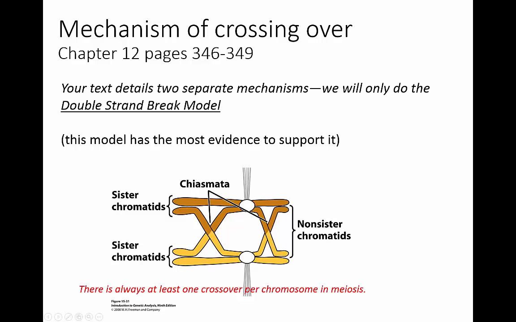So if you remember, crossing over occurs during meiosis I in prophase I, and crossing over occurs during the formation of these tetrads. It's pretty interesting. There is always at least one crossover for every chromosome in meiosis.